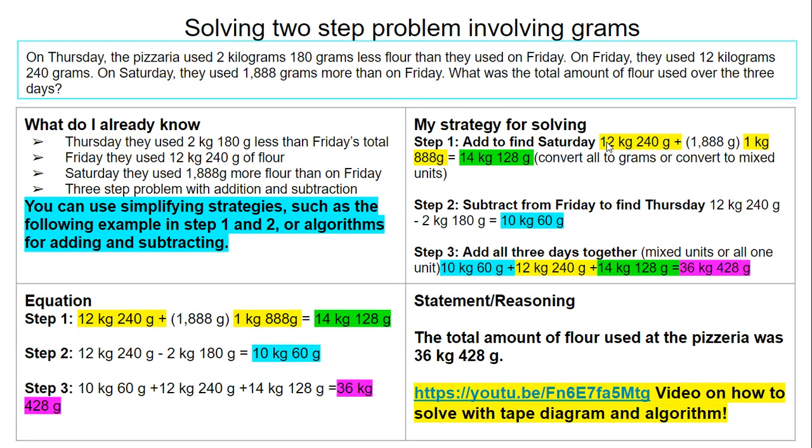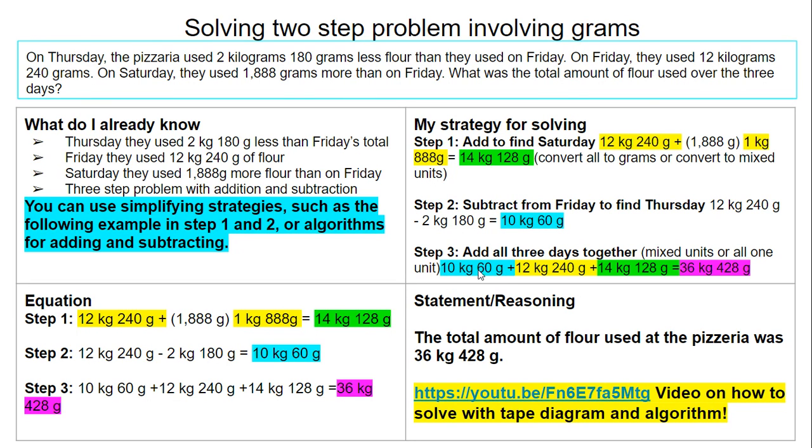So I'm going to add on to figure out Saturday's total. So 12 kilograms, 240 grams was Friday. I'm going to add on the 1,888 grams, converting that first, if I want to, for a total of 14 kilograms, 128 grams. So now I know this is Saturday's total. This is Friday's total. I have that down here, Saturday's total, Friday's total. Subtract Friday to find Thursday. So I know that on Friday they used 12 kilograms, 240 grams. I'm going to subtract off because they used less on Thursday, 2 kilograms, 180 grams for a total of 10 kilograms, 60 grams.